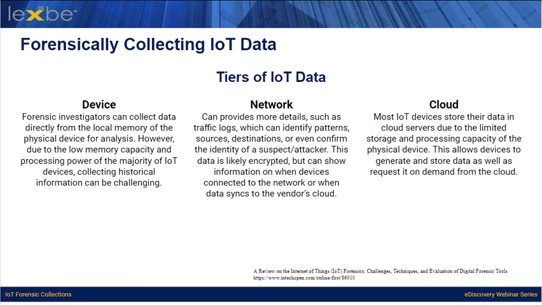And then we have the cloud itself. And for most, like we said earlier, for most Internet of Things devices, they store data in the cloud servers due to the limited storage capacity of the physical device, and this allows devices to generate and store data as well as request it on demand from the cloud. So the majority of the data you're going to be interested in will likely come from the cloud itself.